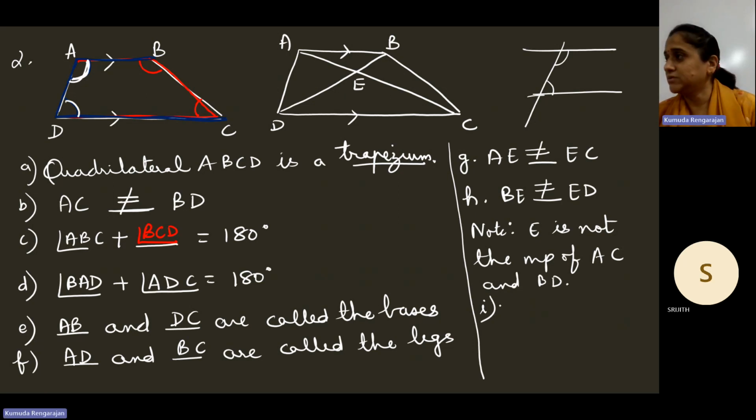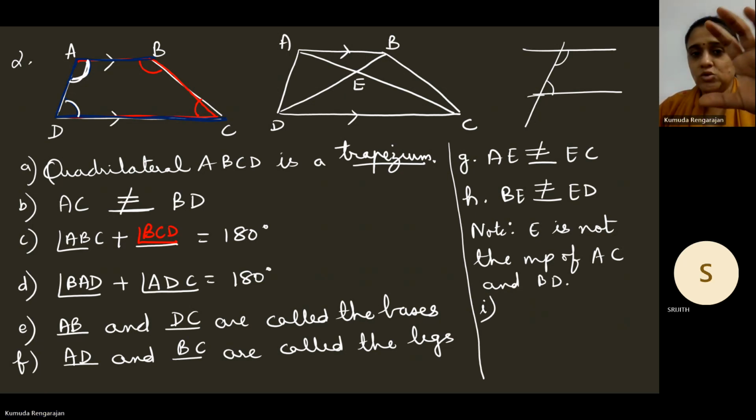It's a scalene trapezium. If nothing is mentioned, it is a scalene trapezium. Meaning if you don't find any other property, you just find one pair of opposite sides parallel, no other information. So it's a scalene trapezium.